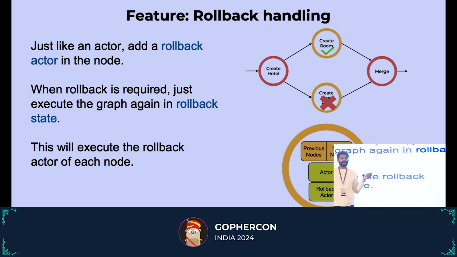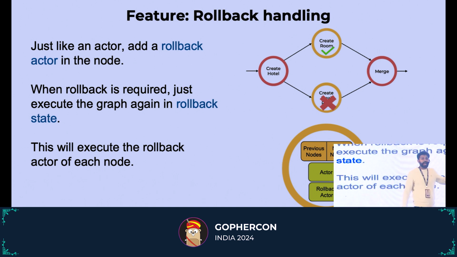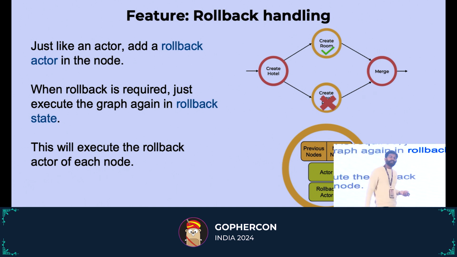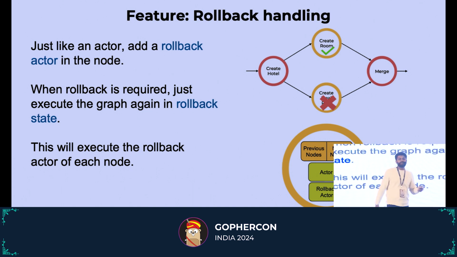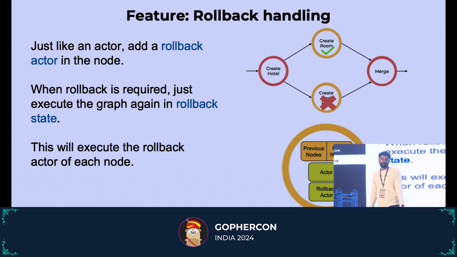Within a node, as I told you in the very beginning, we have an actor. We can have a rollback actor also in the node. And we can set the graph state to rollback and start the graph again in rollback state. In this scenario, the rollback actor will be executed, and thus the rollback tasks will be executed.